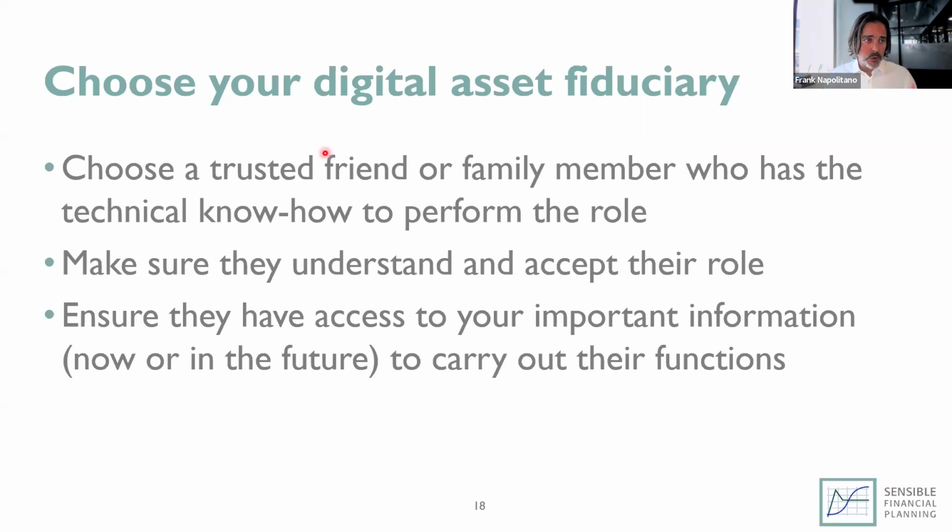Make sure that whoever you choose understands the role and they accept it. And finally, on some level, they will have to have access to your important information right now or in the future to carry out those functions. Beginning with that inventory list, think about whether and how to share access information. And again, the issue with a lot of these assets is you may say in a will, I grant my brother access to my Google Photos collection. If they can't get into that collection, or if Google will not recognize that instruction, your estate plan does not work as you expected.